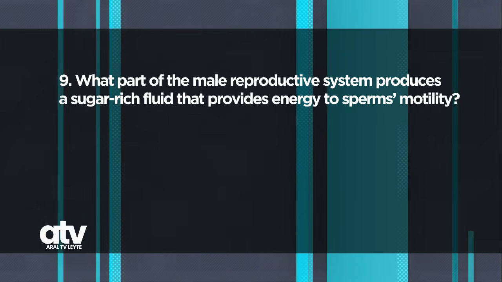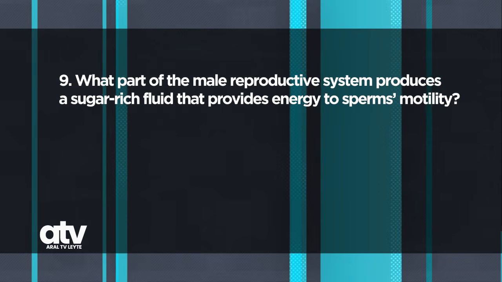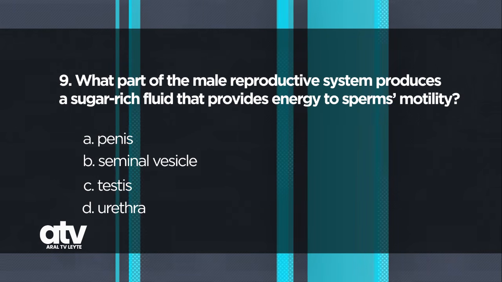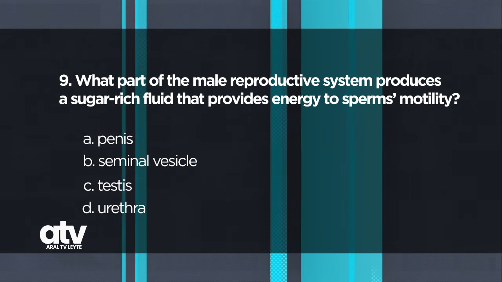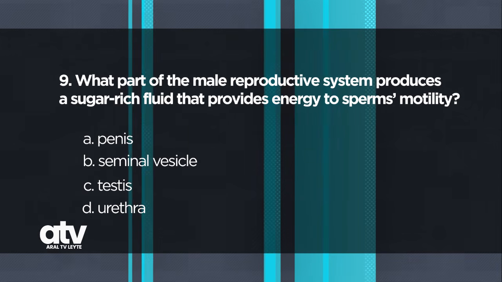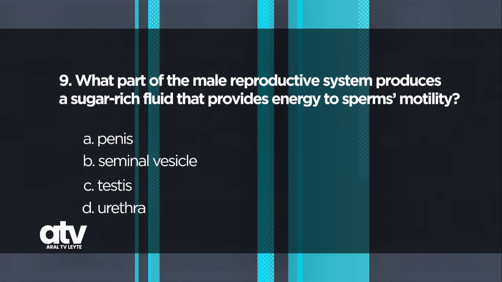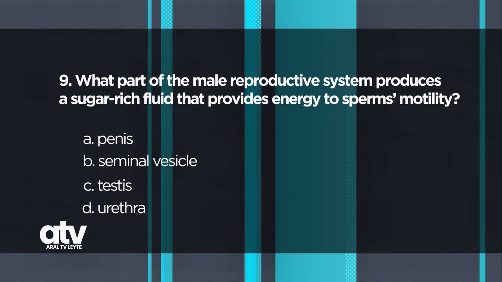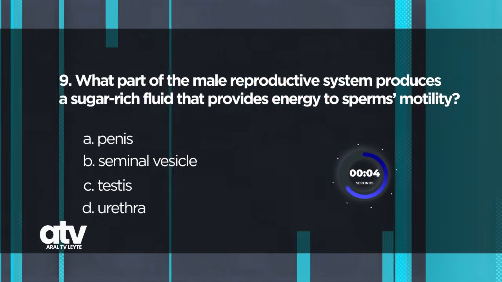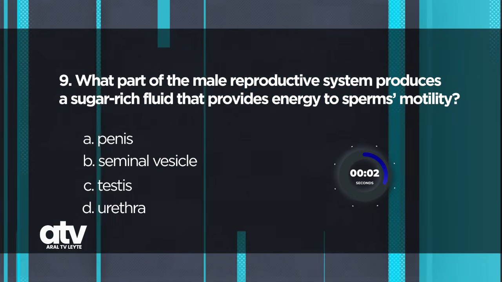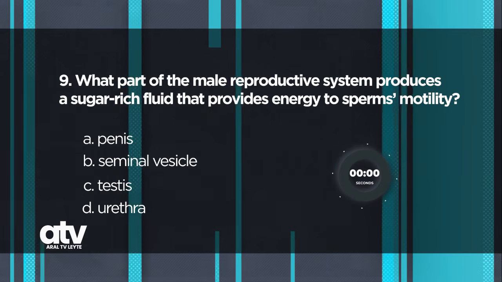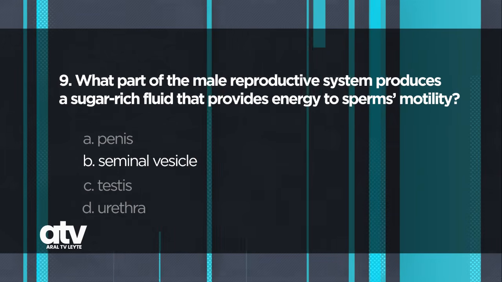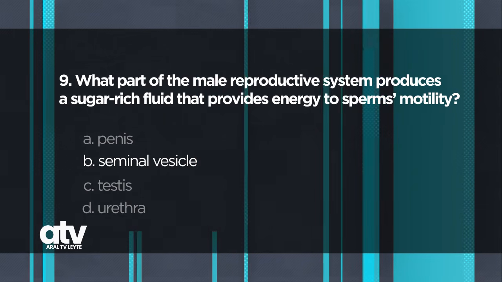Number 9. What part of the male reproductive system produces a sugar-rich fluid that provides energy to sperm's motility? A. Penis, B. Seminal vesicle, C. Testis, D. Urethra. The correct answer is letter B, seminal vesicle.